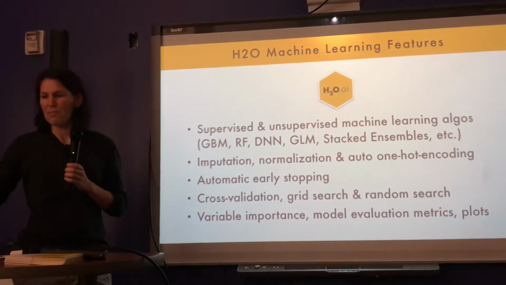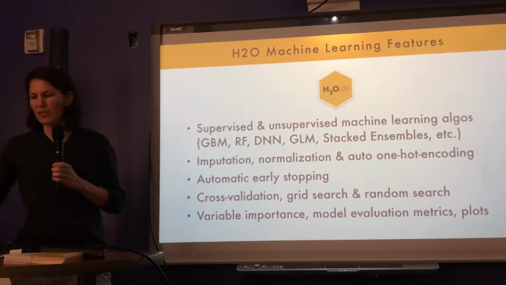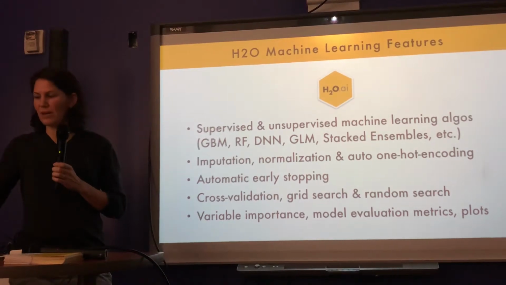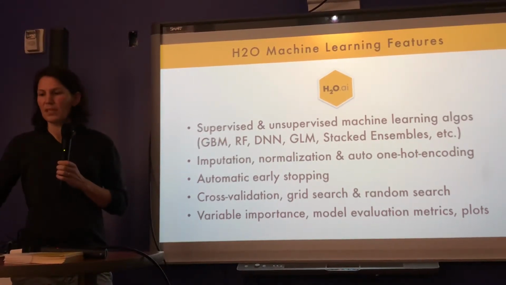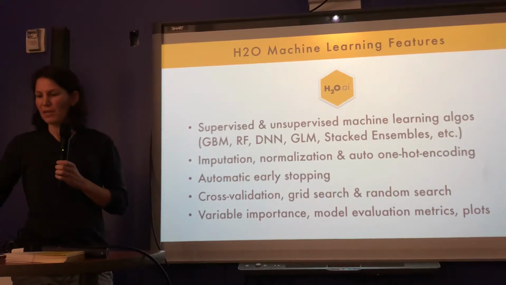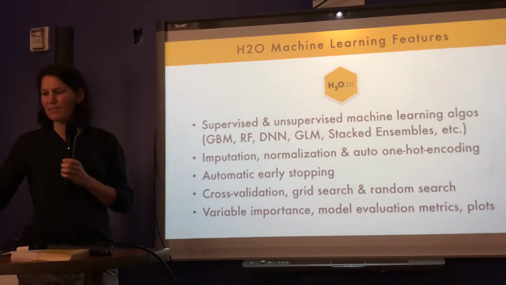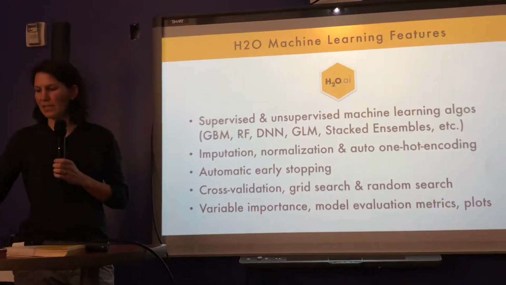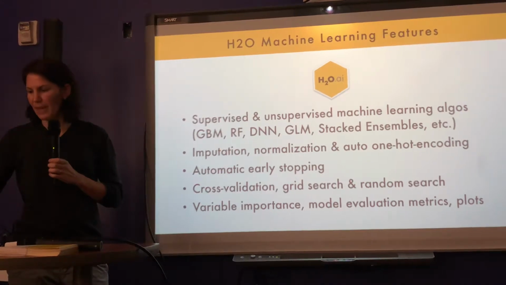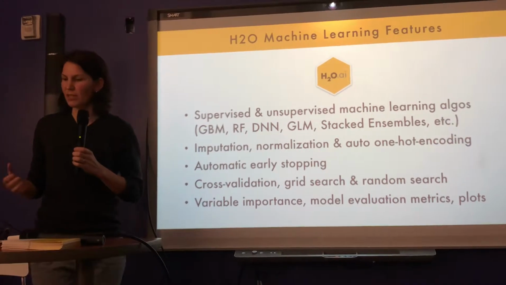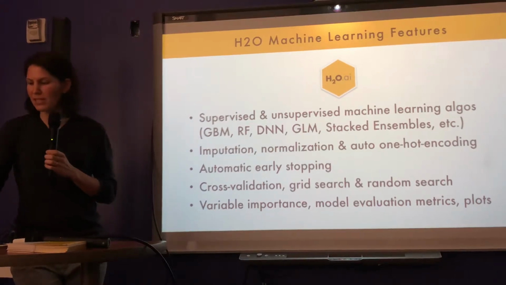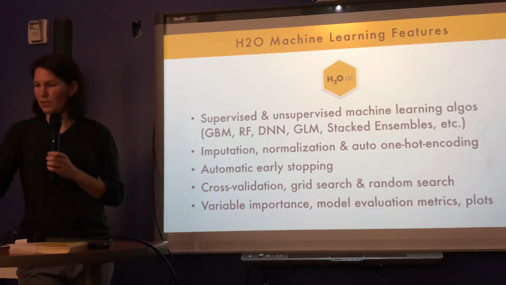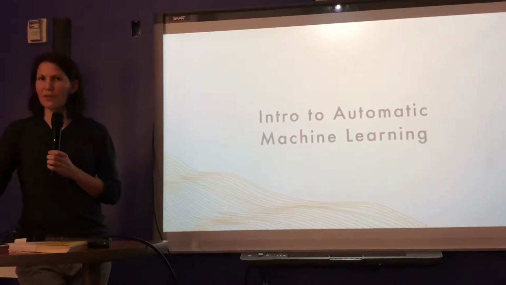And then all the other parts of machine learning that you need, sort of the infrastructure around it, which includes things like cross-validation, grid search, random search, all of these machine learning things we have included in H2O. That's true of most libraries, like scikit-learn has all of this stuff too. That's not super unique, but it's essential to having a good library. And then once you have the models, we have things to look at variable importance, to look at the metrics of the models and plot things. So these are just all the things that you can do with H2O. Any questions so far?